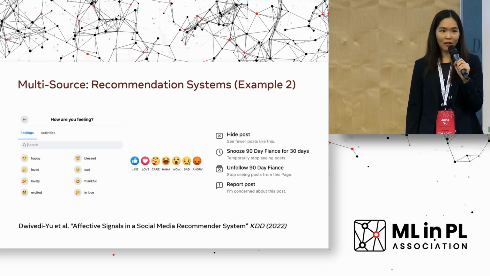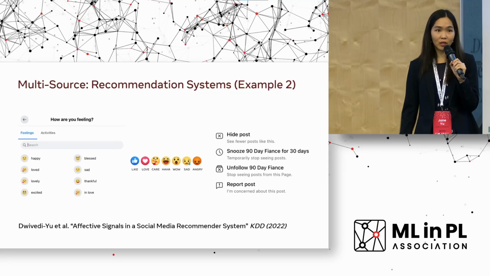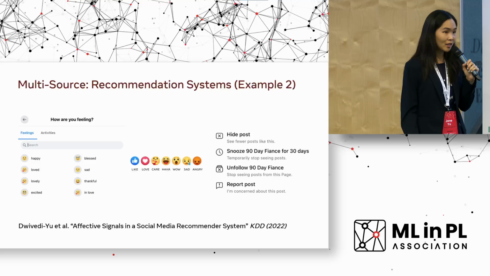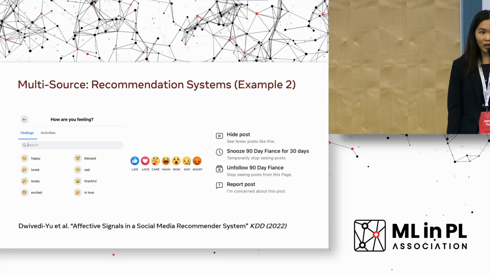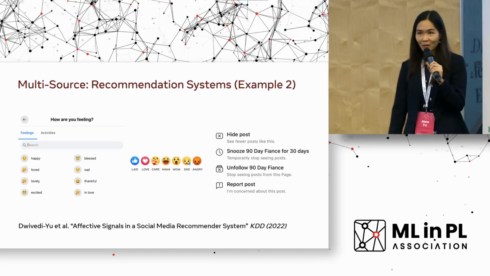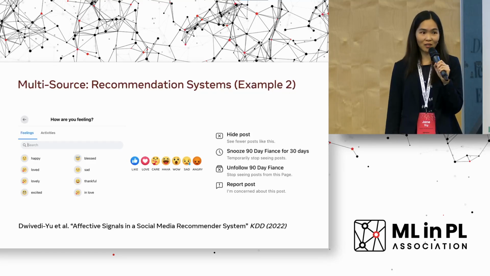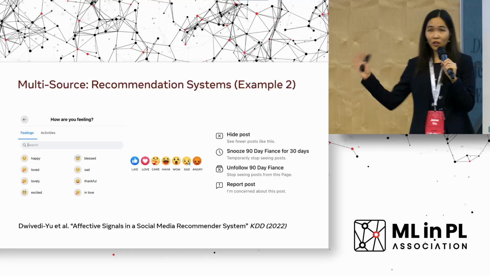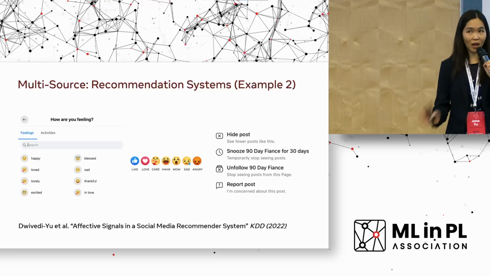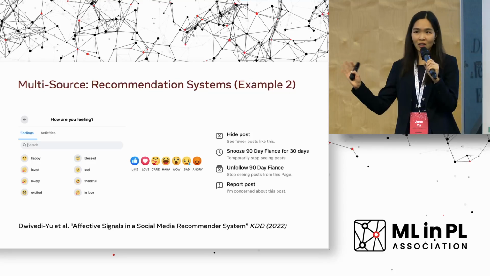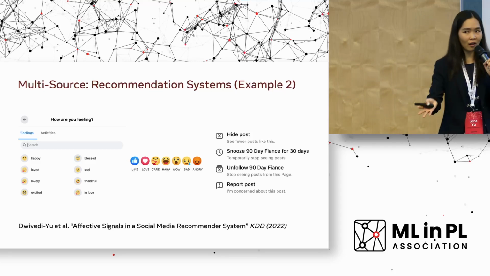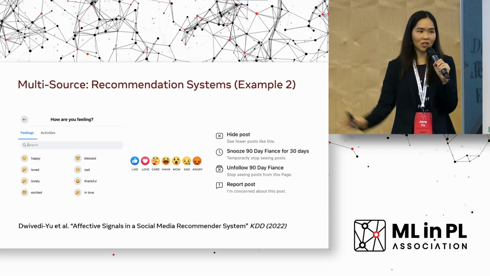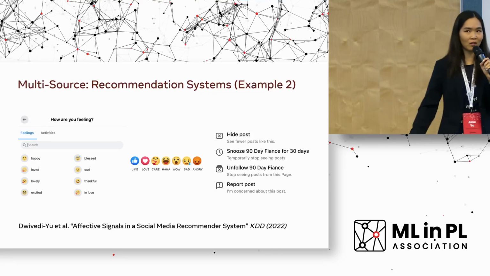Another great example of multi-source retrieval is actually recommendation systems. So if you imagine the recommender system that we have on Facebook, this recommendation system has a ton of features and signals to leverage from. It has these feelings, it has activities, it has reactions. You have this hide post thing, report post, unfollow, snooze, unfriend, block, friend, comments, messages. Like there's so many you can't even imagine.